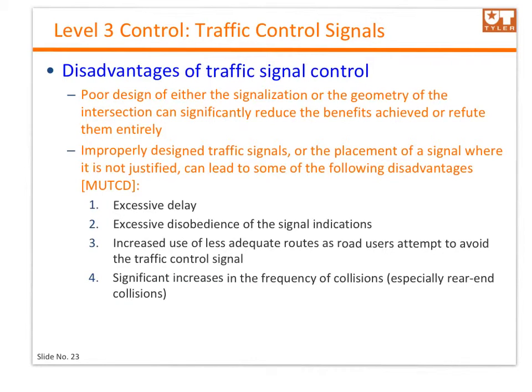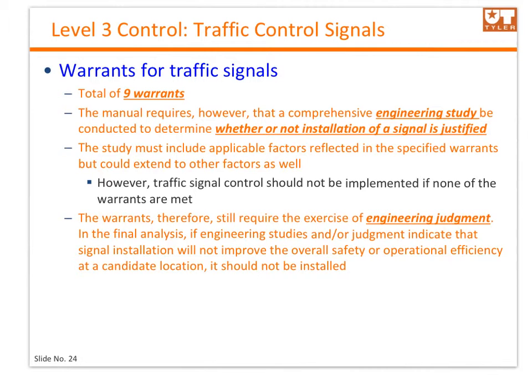So again, we need to balance and have the right design to obtain the advantages of a traffic signal and try to avoid the disadvantages. To have a traffic signal at a certain location, there are 9 warrants, or 9 specifications or conditions, that the MUTCD defines, and if we meet at least one of these 9, we can add a traffic signal at this location.